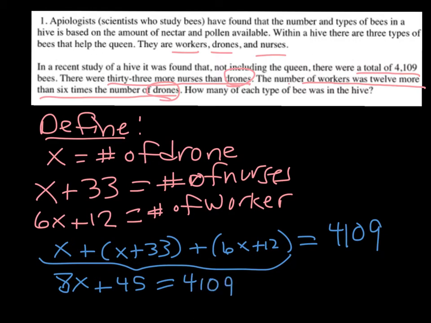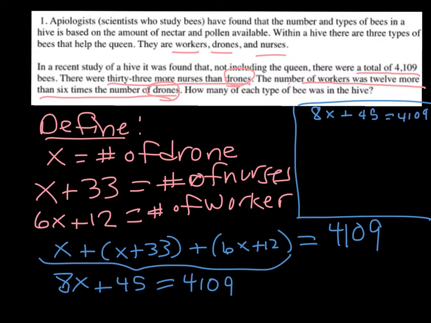4,109. Okay. Now, if it is okay with you, I'm going to do the rest of this up here. Alright, so I'm going to rewrite that: 8x plus 45 equals 4109. When I solve an equation, I like to drop a line and subtract 45 from both sides. So 4109 minus 45 is 4064.